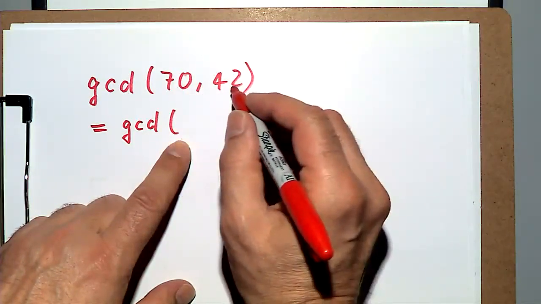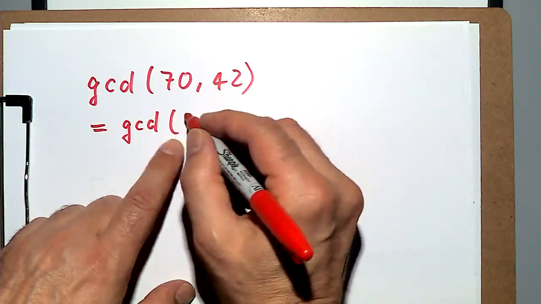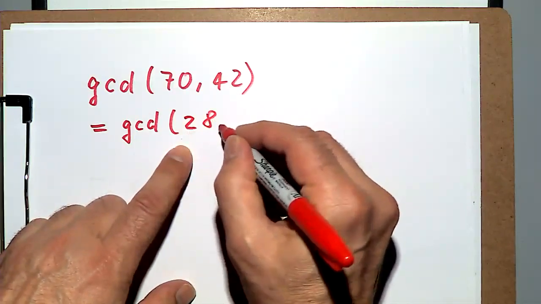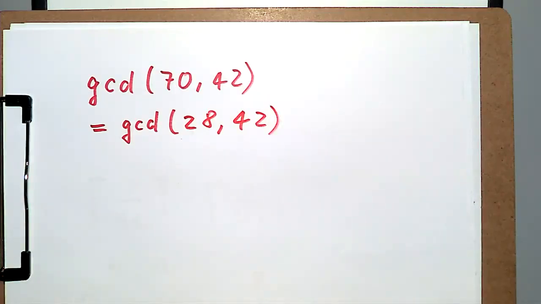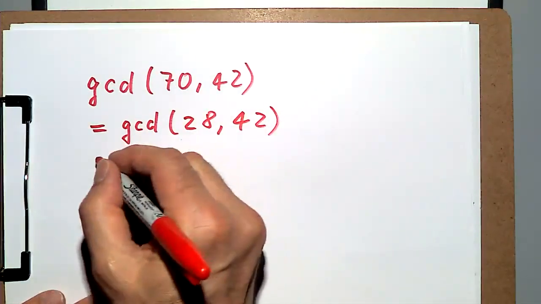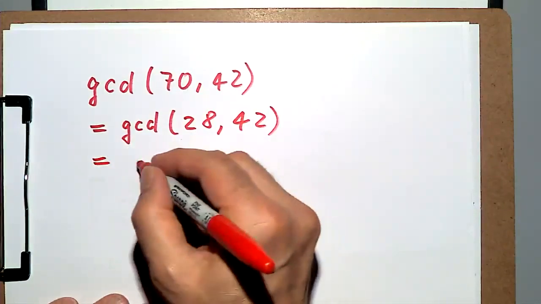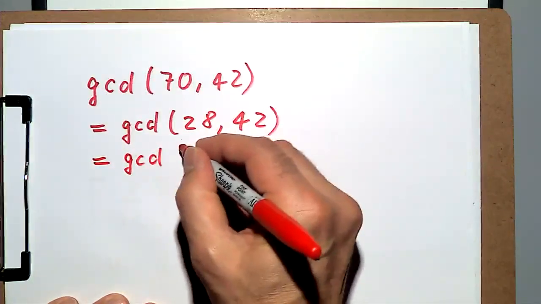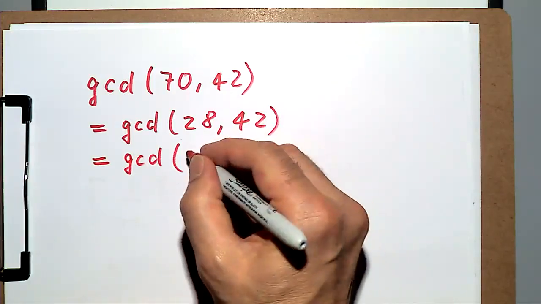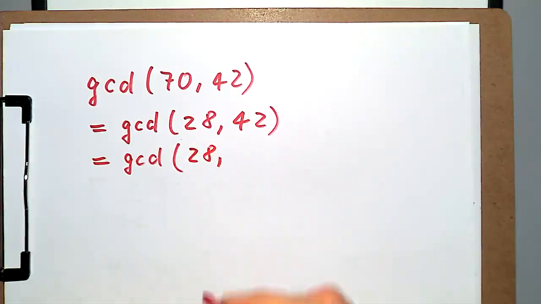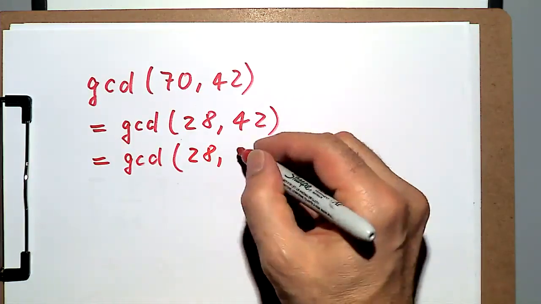So 70 minus 42 is 28, that's correct. And the second argument is still 42. Now, according to the definition, how would the algorithm proceed? Now we see that the numbers are still not equal, but now the first number is actually smaller than the second number. So we keep the first number and subtract the first from the second, which results in 14.